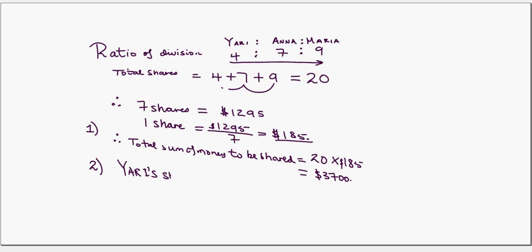But we know Yari's share, from the above information, was 4 shares. So Yari's share in terms of dollars will be 4 shares times what's the value of 1 share? 185. So just put that into your working. 4 shares times 185 would work out to be $740. Okay, so that would answer that part. Yari's share would work out to be $740.